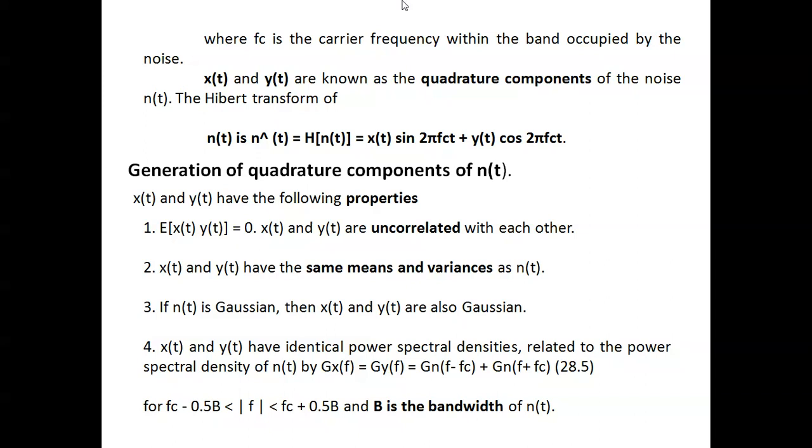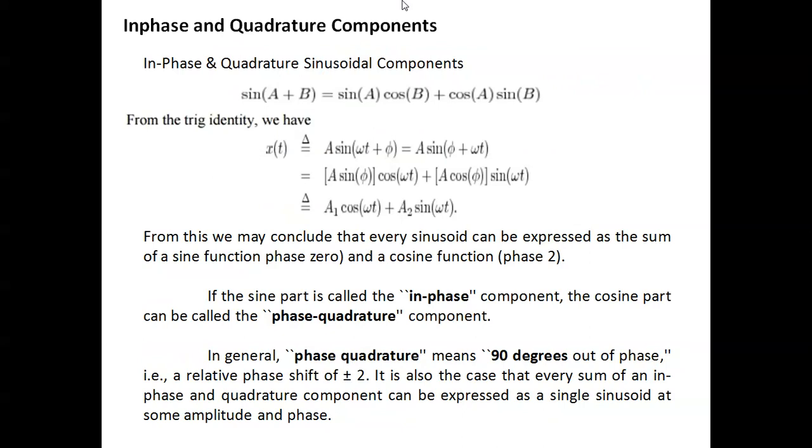The carrier frequency range is minus 0.5 B less than f and less than fc plus 0.5 B. So what is B here? B is nothing but the bandwidth of n of t.